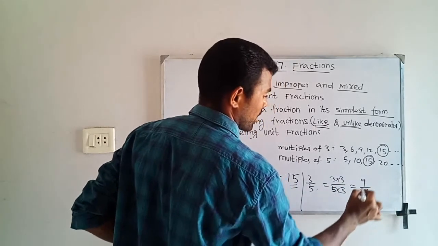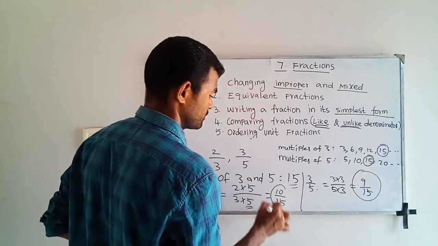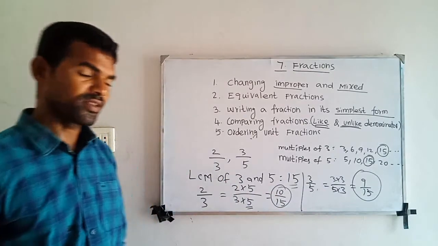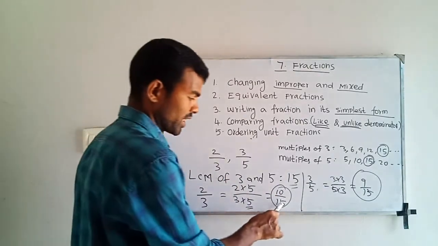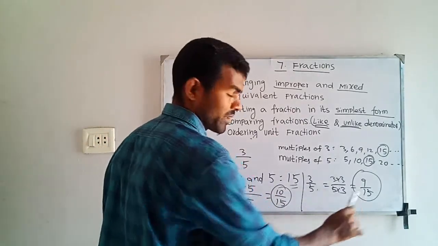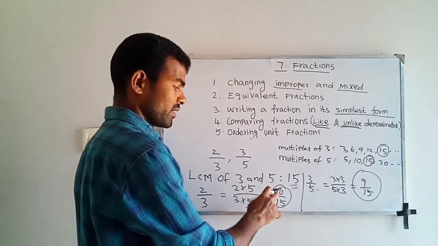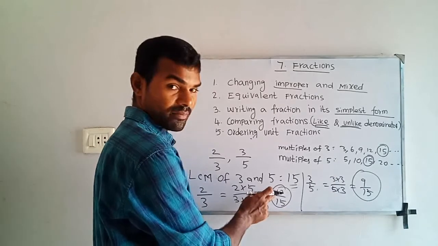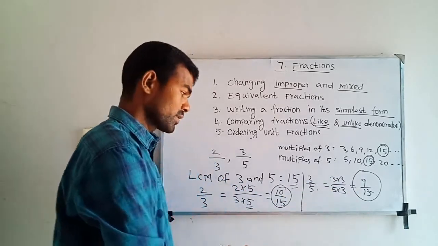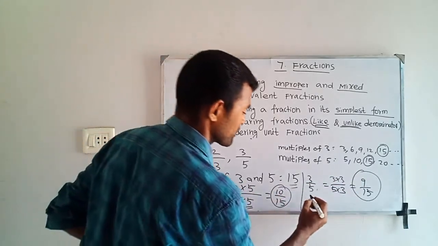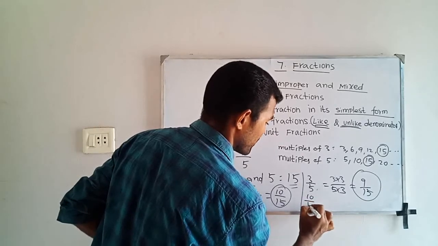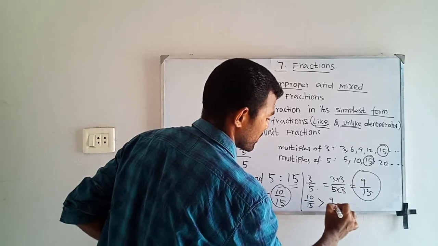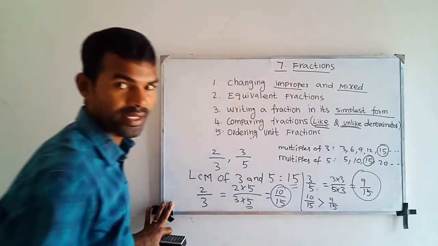Now compare these two numbers: 10 by 15 and 9 by 15. Which is small and which is big? The denominator is the same, 15 and 15, and the numerator is different, 10 and 9. So which is big? 10 is big and 9 is small. So 10 by 15 is greater than 9 by 15. This is the answer.